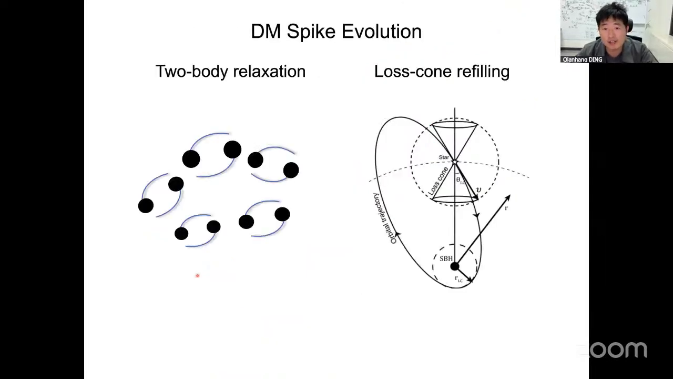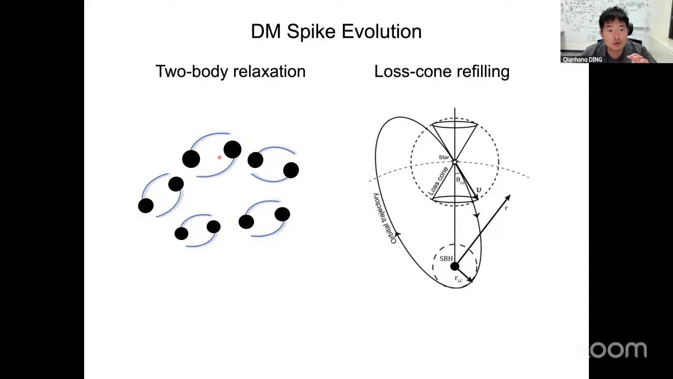However, the dark matter spike is actually not a very stable structure. The dark matter spike also evolves. There are two kinds of evolution of the dark matter spike that will cause the spike profile to change. One mechanism is called two-body relaxation. That is, since the PBH binary has angular momentum, the angular momentum will forbid the PBHs from getting close enough.